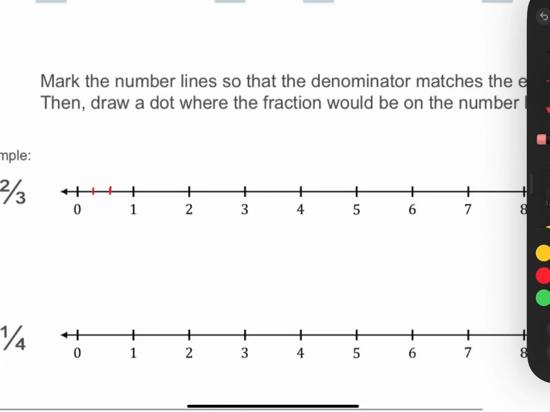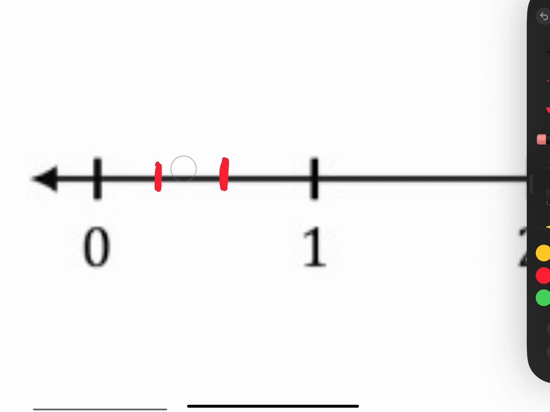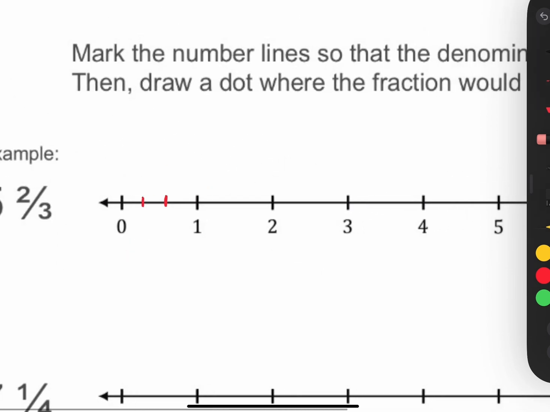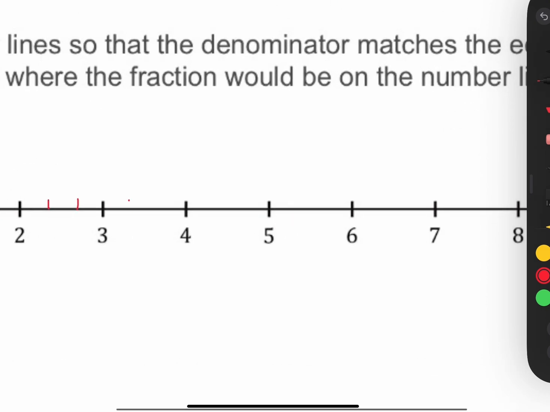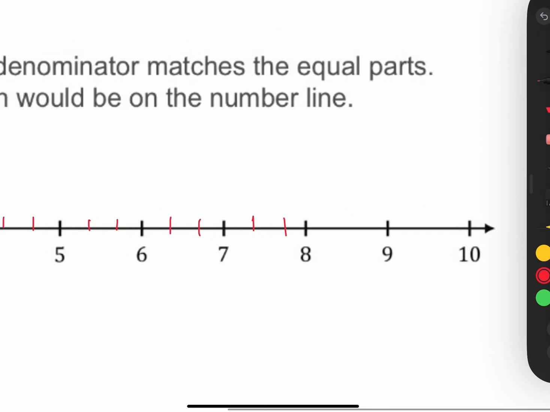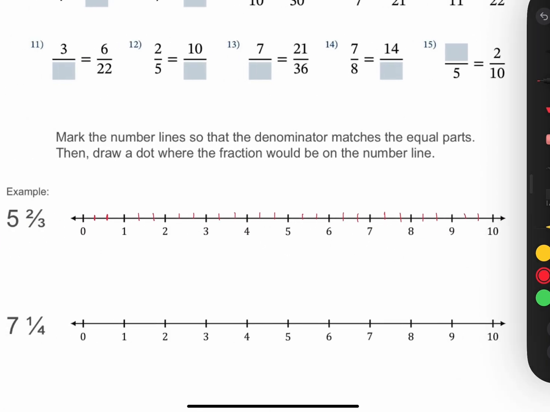So as you could see, I have 3 spaces between each number. And what I do is I just make 3 spaces between each number for the whole number line. And it doesn't have to be perfect, especially if you could just tell that there's 3 parts between each whole number.